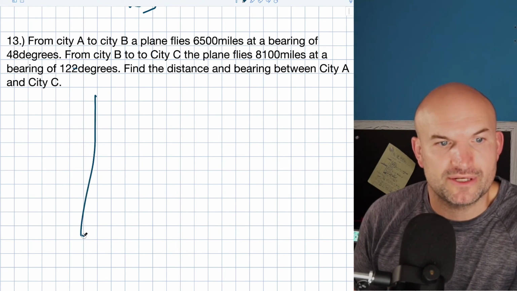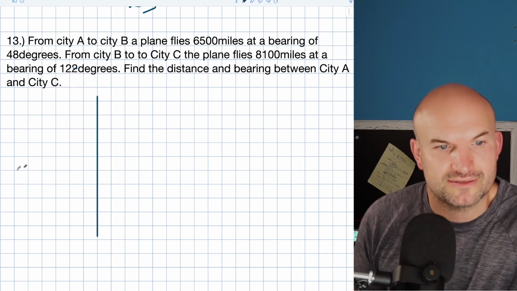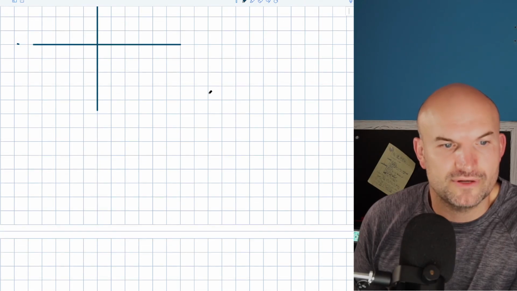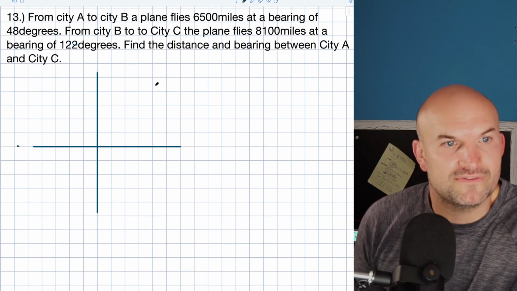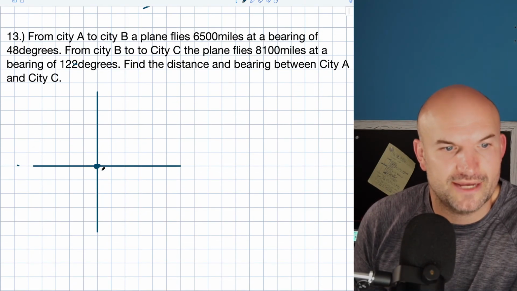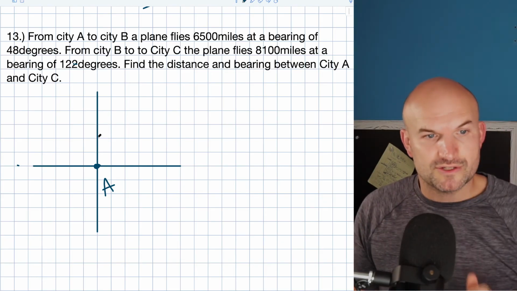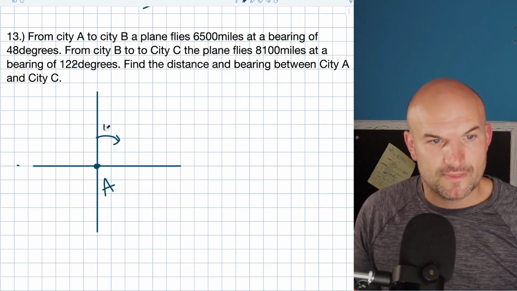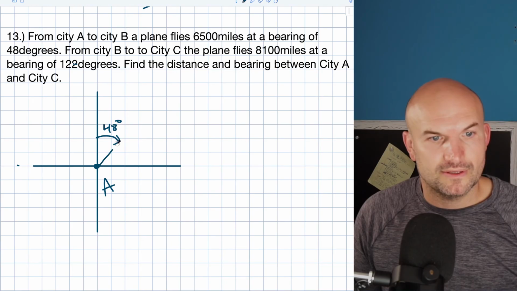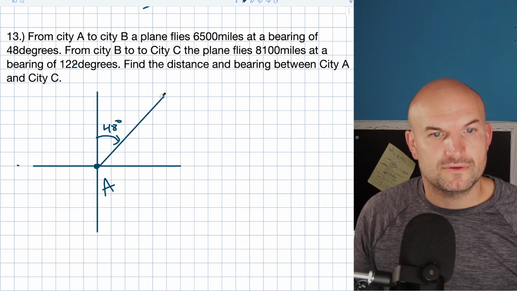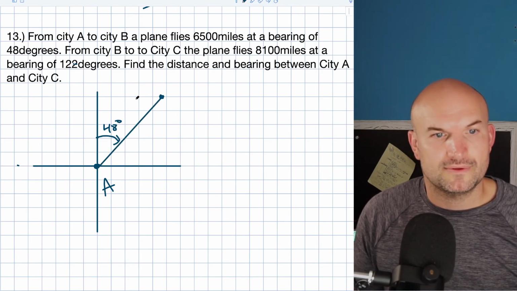Okay, so what I'm going to do is we have bearings. So I'm going to draw an XY axis. Okay, so what I always like to do is kind of start. Do I have room? I got a little room. Okay, so here's city A. Now we're going from city A to B, 6,500 miles at a bearing of 48 degrees. So again, remember bearing starts at due north. So we're going to say 48 degrees. Okay, that's going to take us to B. Let's put B right here.